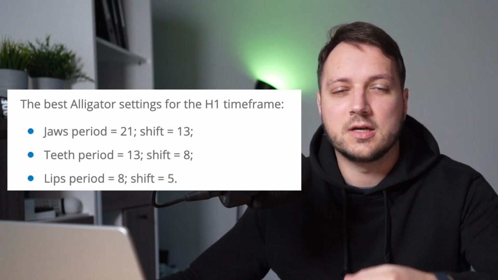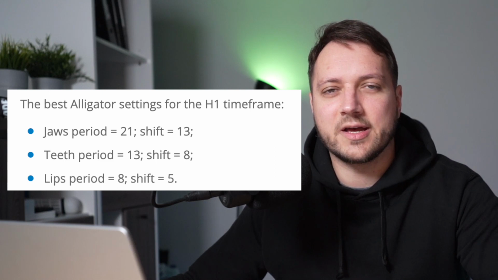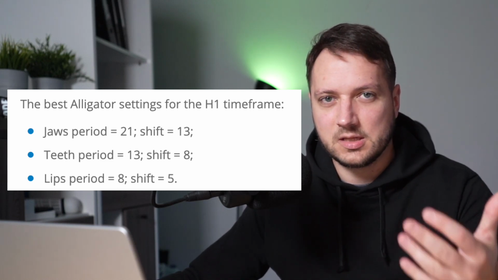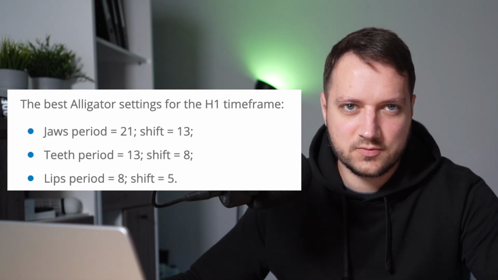So the best alligator settings for the H1 time frame are for the jaws 21 period and shift 13 into the future. The teeth period is 13 and shift by 8 bars in the future. The lips period is 8 and shift by 5 periods into the future.